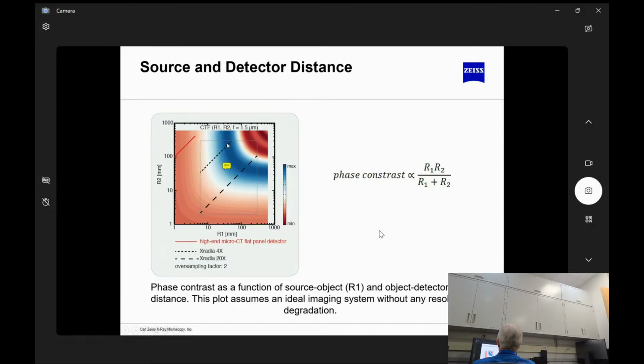And if we're doing phase contrast, this is a presentation that we always have on this computer. You can go back to and look, because we would want to set up our R1 and R2 distances along these lines for these detectors, for 4x versus 20x detectors.